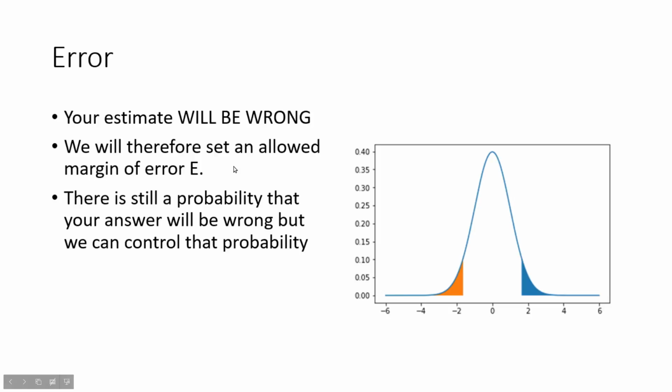There is a probability of 0 that this x bar will be the same as mu. So we have to give ourselves a margin of error that we call E. And even with that margin of error, there is still a probability that our answer is wrong.